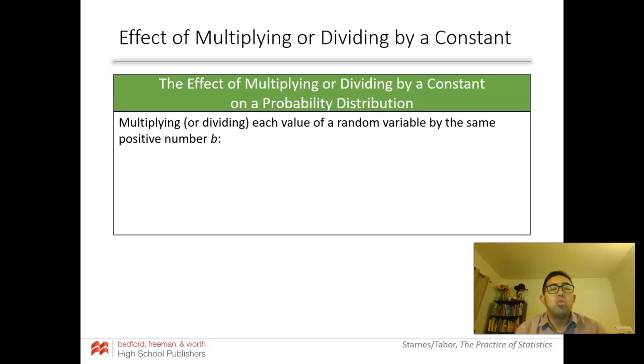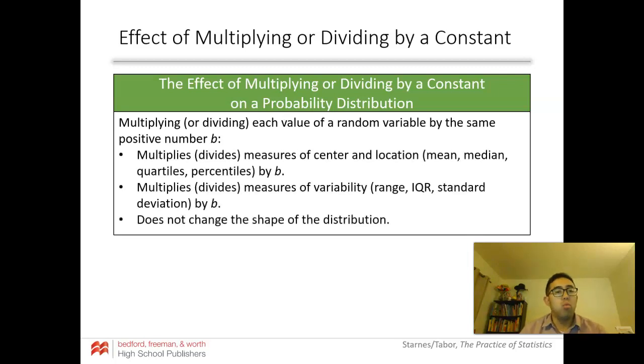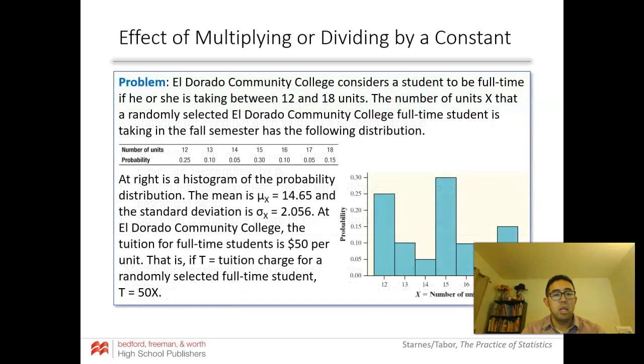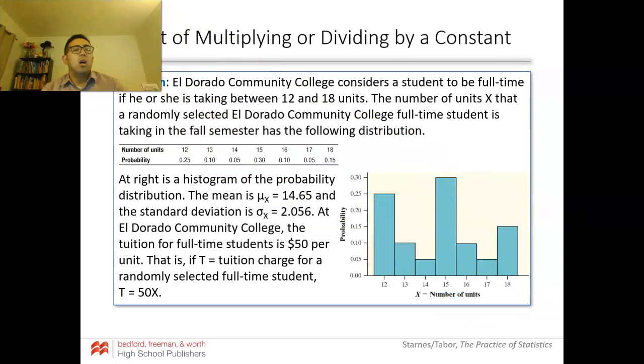Now, what if you were to multiply or divide by a constant? It's going to be the same rules, believe it or not. So let's see an example of this. El Dorado Community College considers a student to be a full-time student if he or she is taking between 12 and 18 units. This is like hours of classes. The number of units X that a randomly selected El Dorado Community College full-time student is taking in the fall semester has the following distribution.